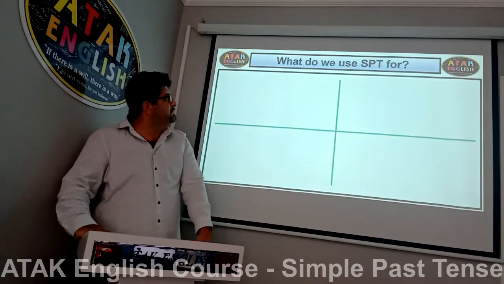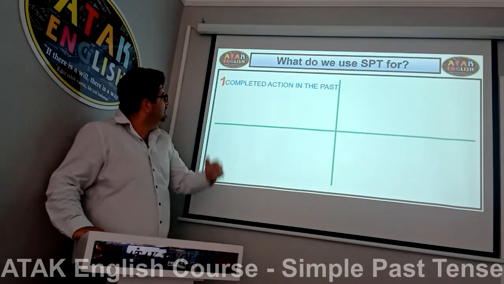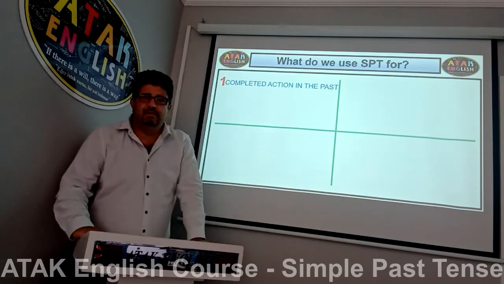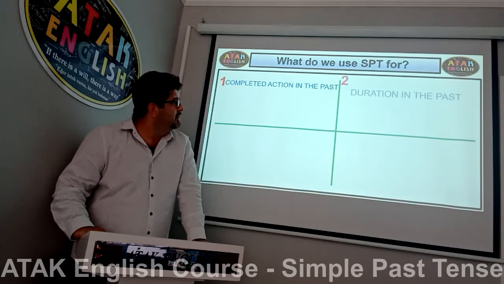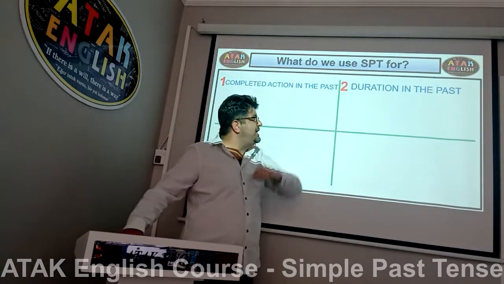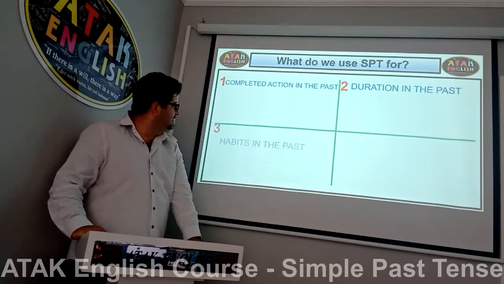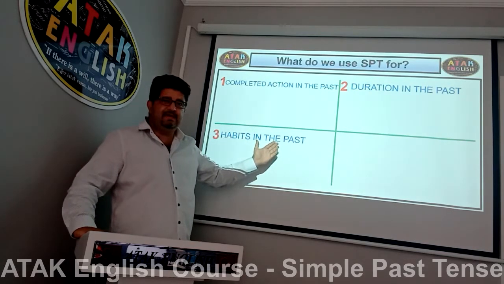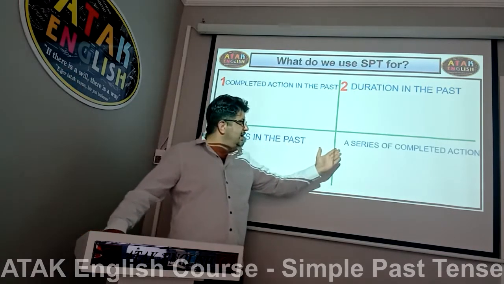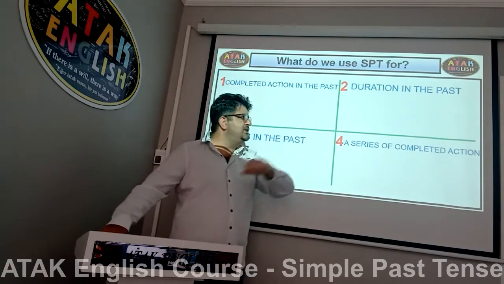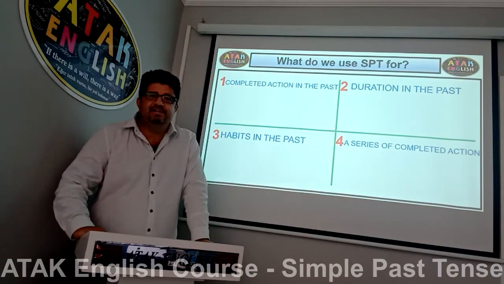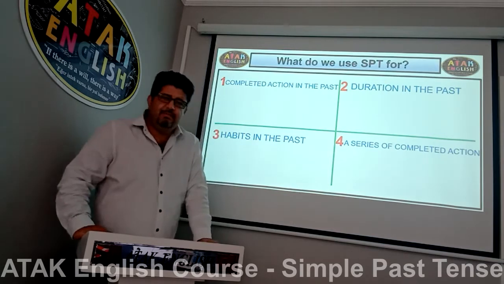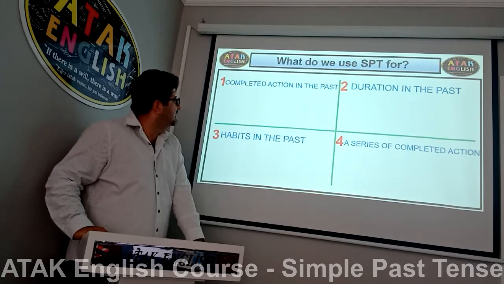What do we use simple past tense for? Number one, completed action in the past. Number two, duration in the past. Number three, habits in the past. And finally, number four, a series of completed actions. Let's see them one by one in detail.